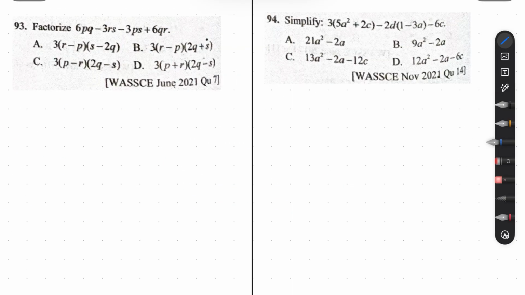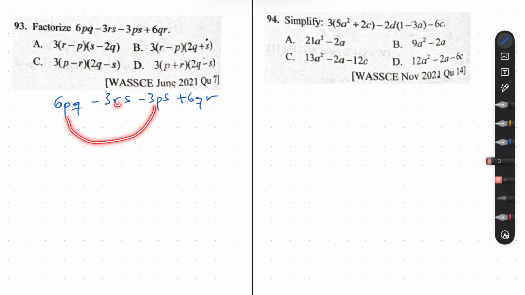It says factorize this expression. So let's write it down. We have 6pq minus 3rs minus 3ps plus 6qr. So let's group like terms so that we can factorize. We have p here, p here, so we can group those two terms, and then we have r here, r here, so we can group those two terms.